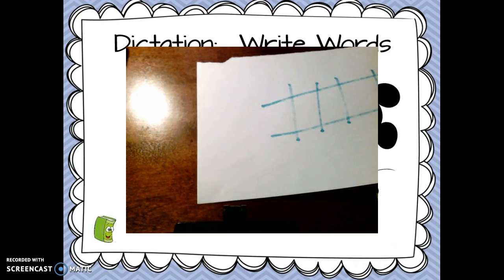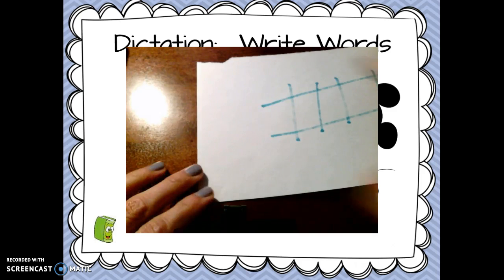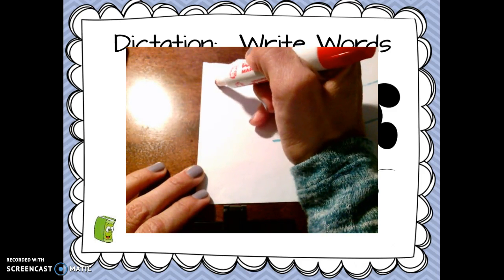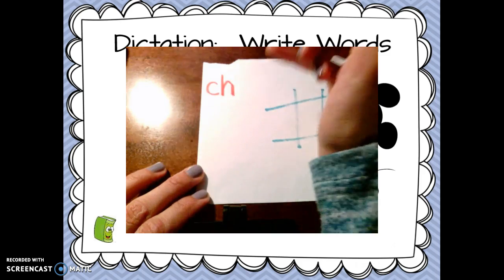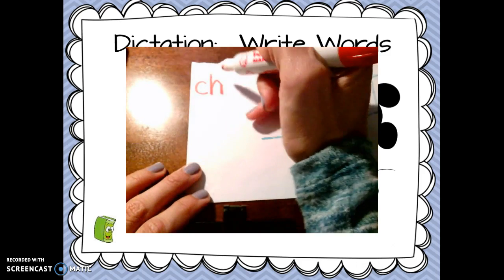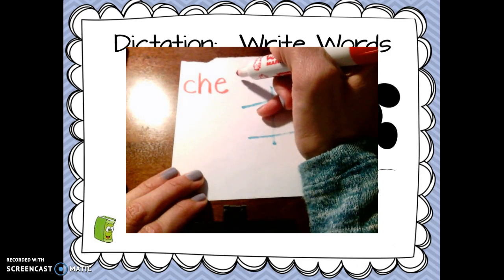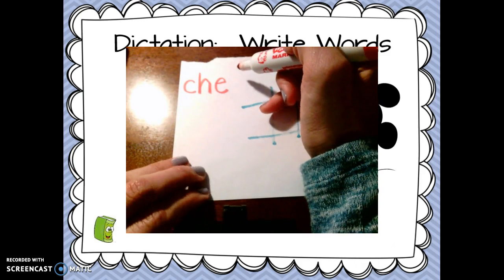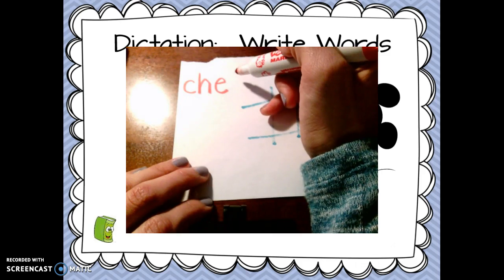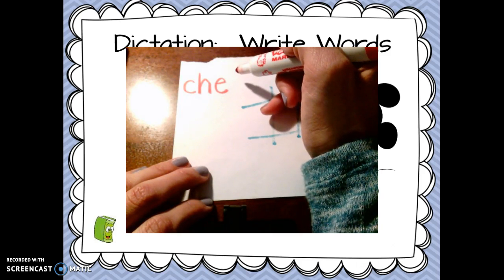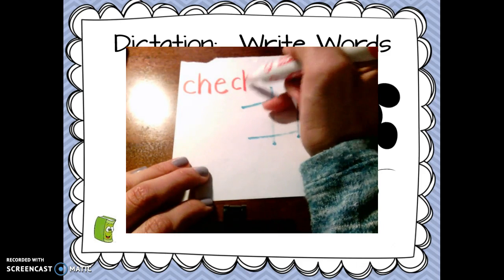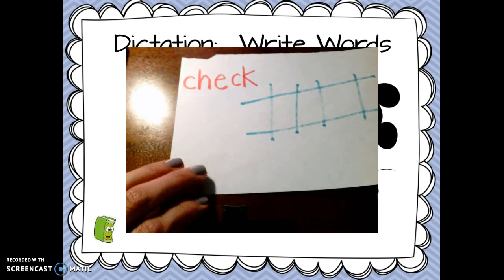Alright, let's see. The first word we're going to sound out is check. Ch, ch, ch. Eh, eh, eh. K, k, k. And you could give your student a little clue right here. Friends, right here, there are two letters that make the k sound. It's the CK that makes that ending sound.